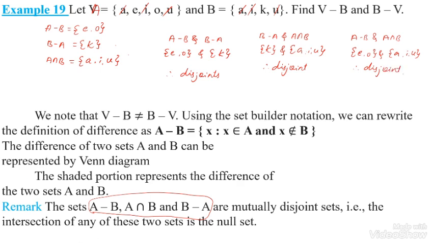Therefore, the remark is that the sets A minus B, A intersection B, and B minus A are mutually disjoint sets. The intersection of any two of these sets is the null set. We have proved here that the result will be the null set.